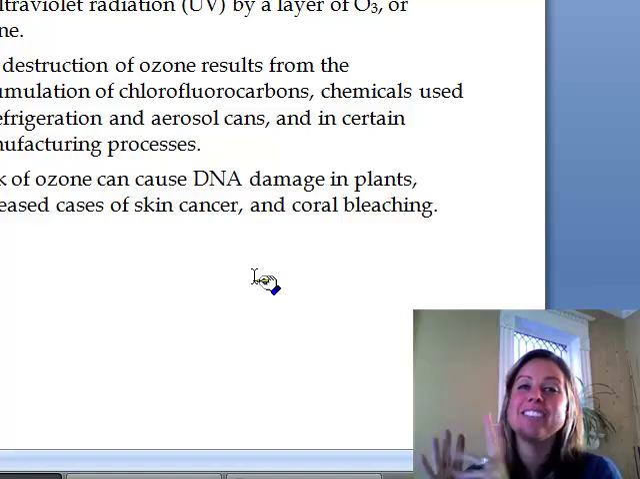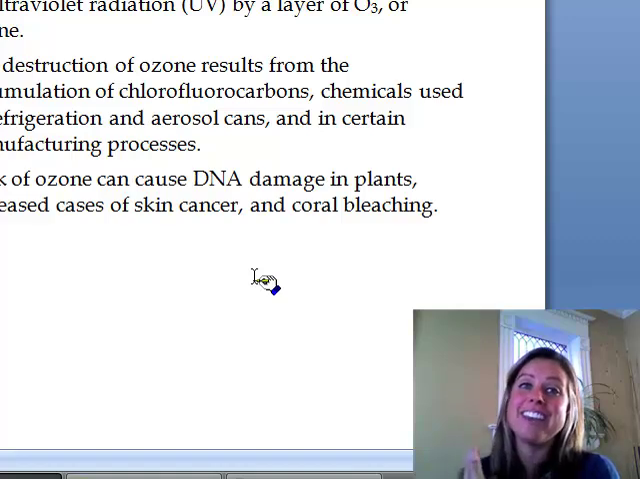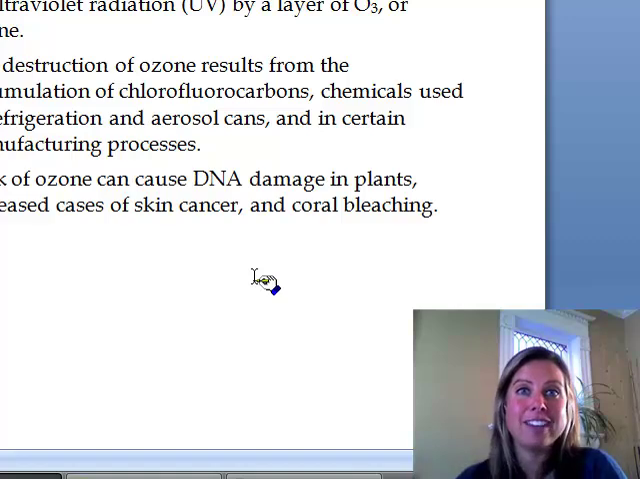But the good news is that the hole is getting smaller because we're being more responsible. So we're starting to see some sort of benefit from our actions to take action against this stuff. So that's the high note I'm going to leave you on.